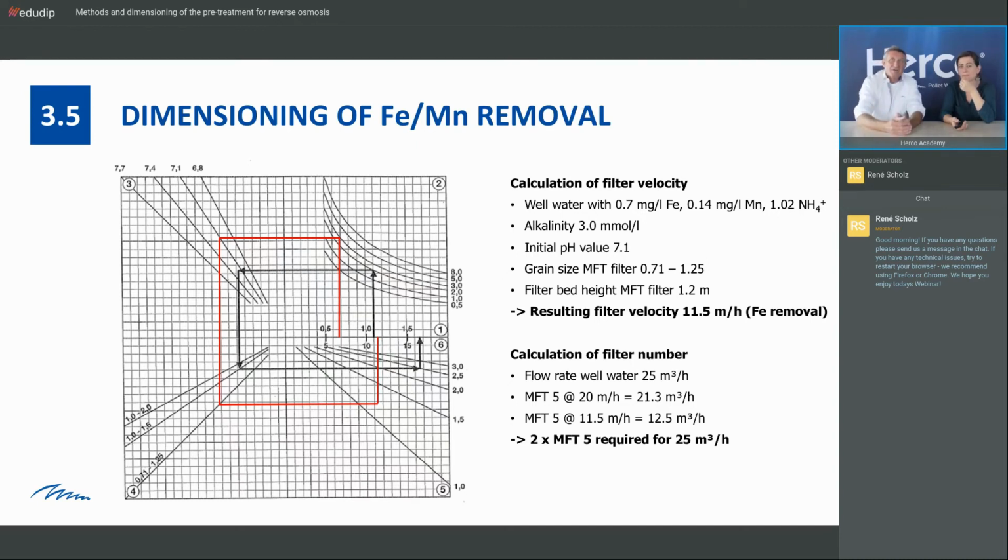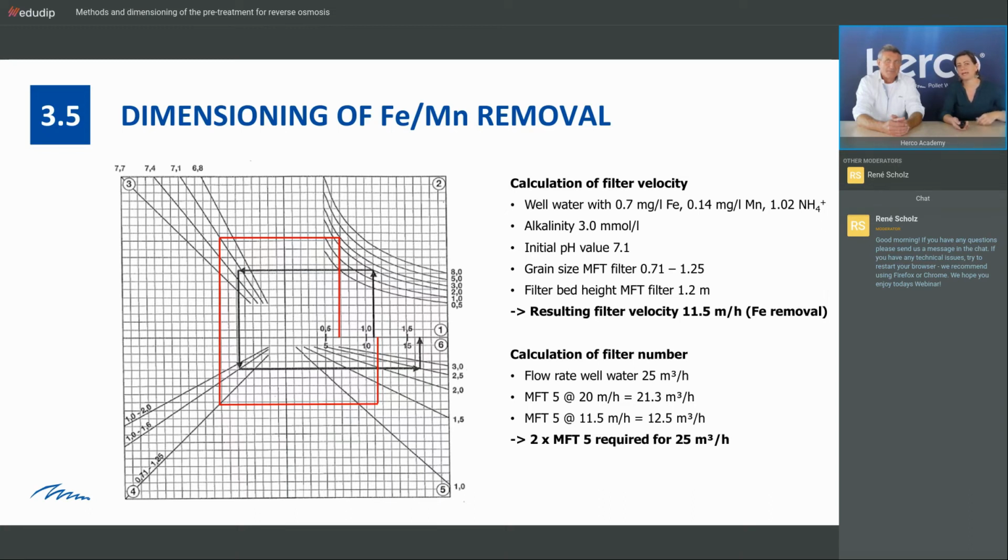At 11.5 meters per hour, which we calculated through the diagram, we have 12.5 cubics per hour through an MFT5. If we want to filter out 25 cubics per hour, then we have to use 2 of these MFT5. Exactly. So it's important for dimensioning to remember you need to adjust the filter velocity. Don't just take the MFT as it is for iron manganese removal.